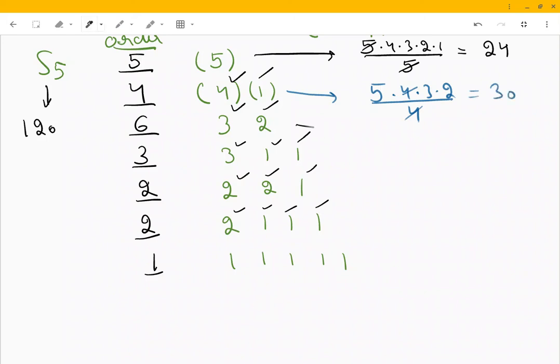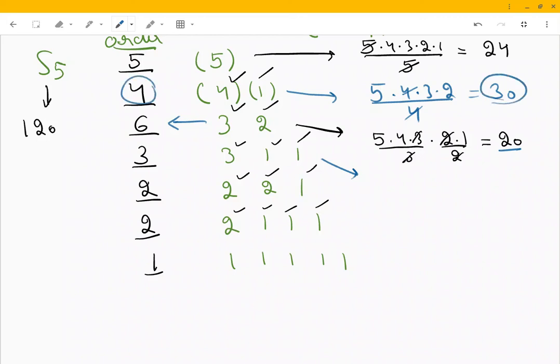The next one, 5, 4, 3 by 3, then 2, 1 by 2. I'll explain the permutation and combination for this as well later. So this 3 and 3 cancels, this 2 and 2 cancels, and this is 20. So 20 elements of order 6, right? 30 elements of order 4. That is what we are doing.